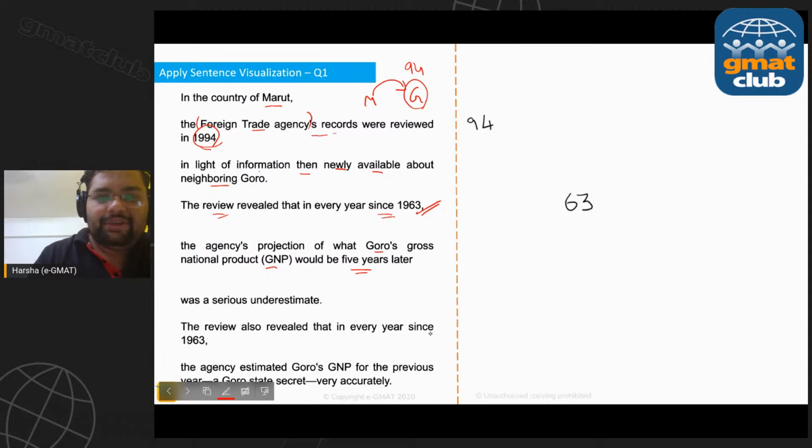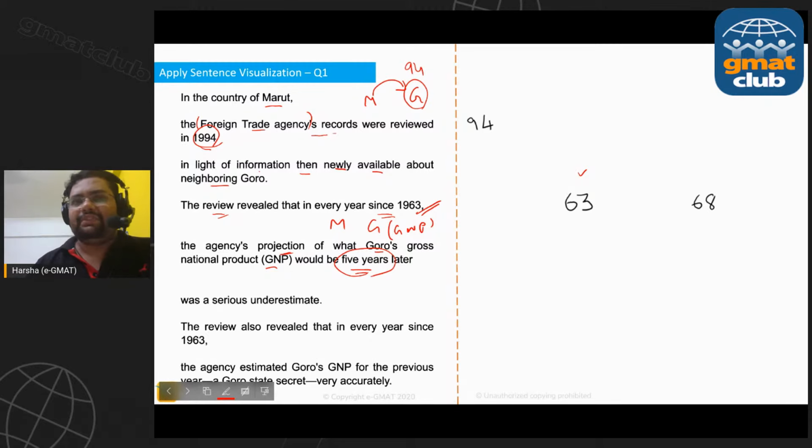So essentially, Marut is trying to estimate Goro's GNP, correct? So it is making a projected GNP. Projection is 5 years later. So currently we are in 1963, let's say. So which year would the projection be for? 5 years later, right? 64, 65, 66, 67, fifth year, 68. All right. So the agency's projection of what Goro's GNP would be 5 years later, so from 63 to 68, let's say, was a serious underestimate.